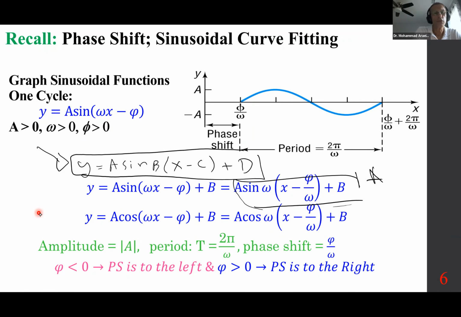it's important to know the number sitting in front of sine or cosine, the absolute value becomes the amplitude. The number in front of the parentheses, you put it underneath the 2 pi, and that represents the new period. And the phase shift is this number. So in this case, phi over omega. And if it's positive, it's to the right. So that's the idea of a phase shift.